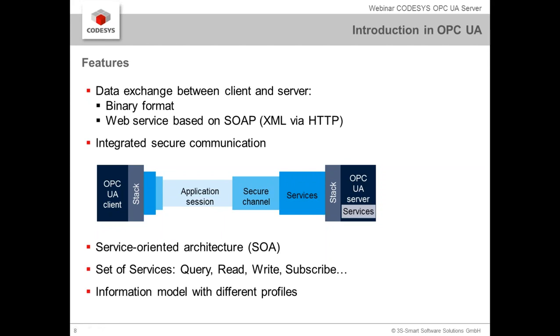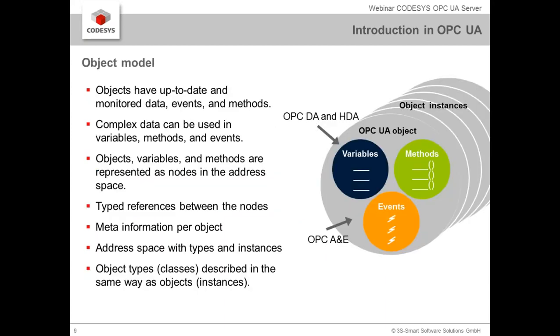There's an information model with different profiles, similar to OPC. One more specific feature is the object model. So objects have up-to-date and monitored data, events, methods. Complex data can be used in variables, methods, and events. Objects, variables, and methods are represented as nodes in the address space. We will all see that in the live demonstration in a few minutes.